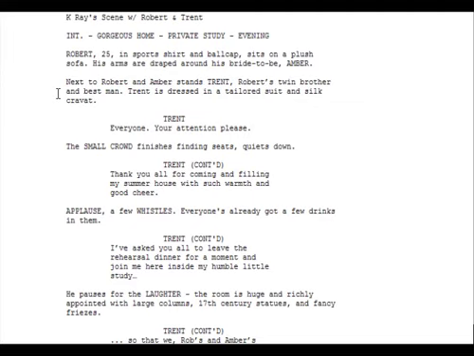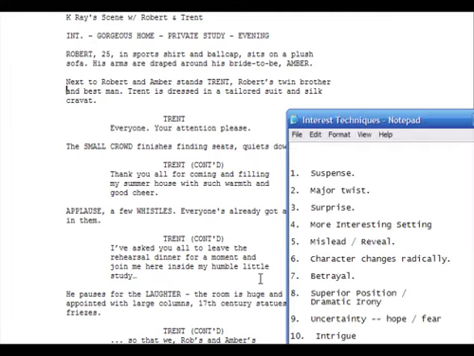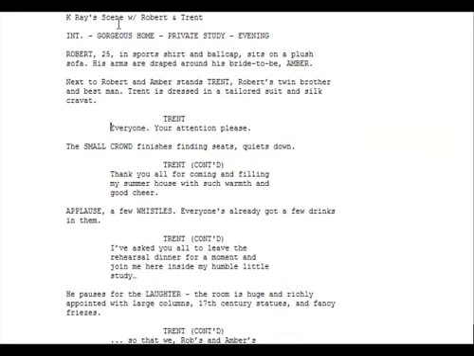The other thing that's pretty interesting about this is, here, let's go to the interest techniques. These were the techniques you were asked to use: suspense, major twist, surprise, more interesting setting, mislead, reveal, character changes radically, betrayal, superior position, dramatic irony, uncertainty, hope, fear, and intrigue. One of the things I liked was that K. Ray did a good job of using a lot of these techniques, and you'll see them as we go through here. They're used to different degrees.